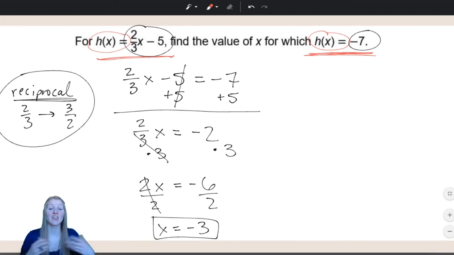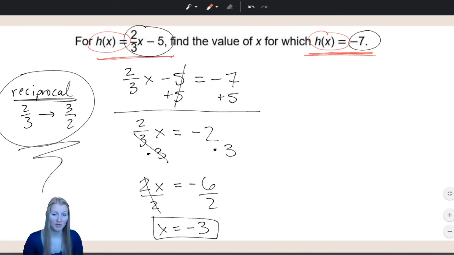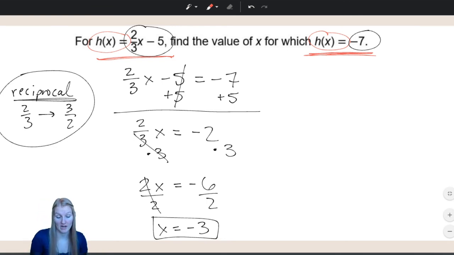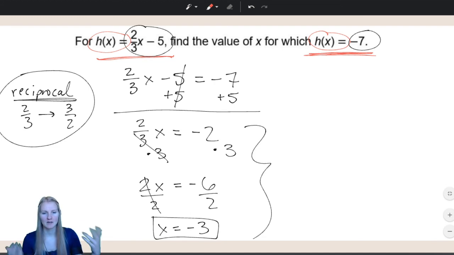So we get the same answer, no matter which way we do it. If you like the reciprocal, it kind of saves you a step, a little bit. You're still multiplying by 3 and dividing by 2, but you do it all at once. So if you like the reciprocal, go for it. And if you do not like the reciprocal, that's okay. You can do it this way as well.